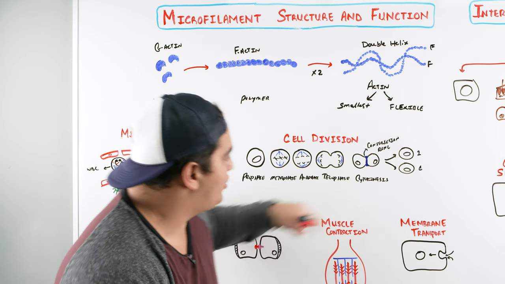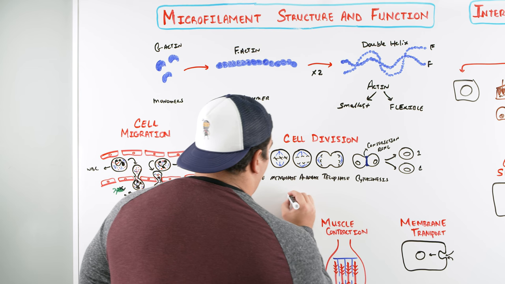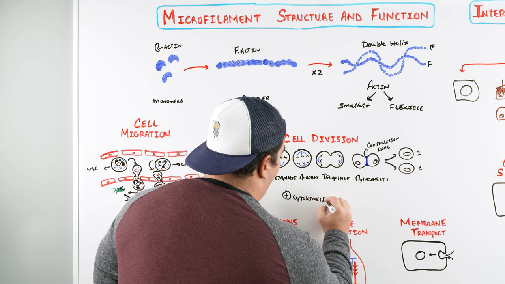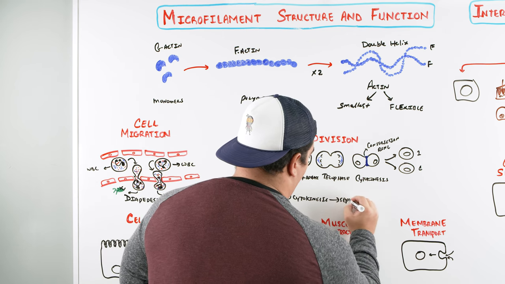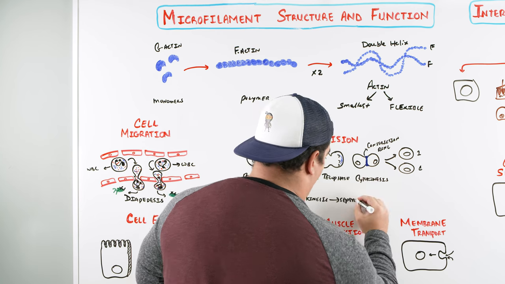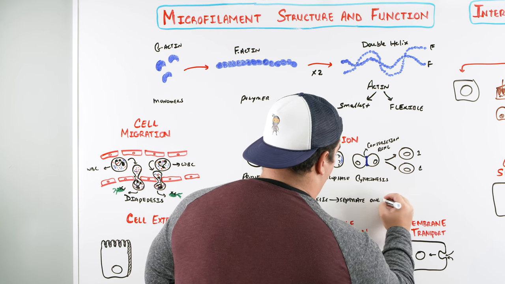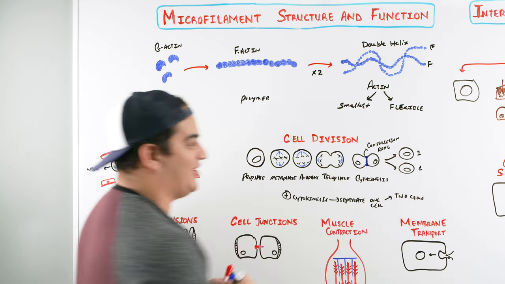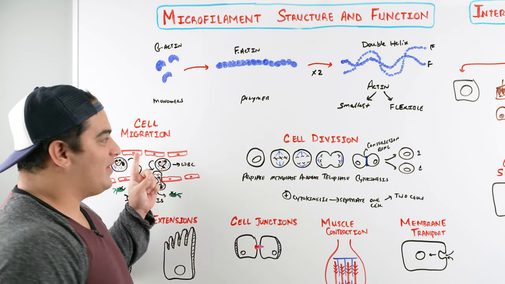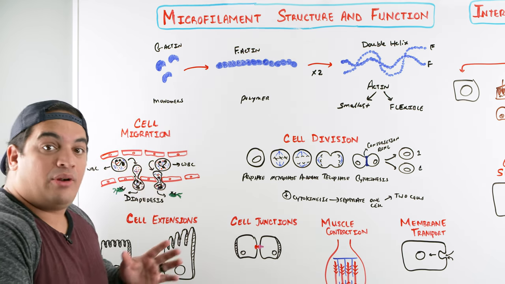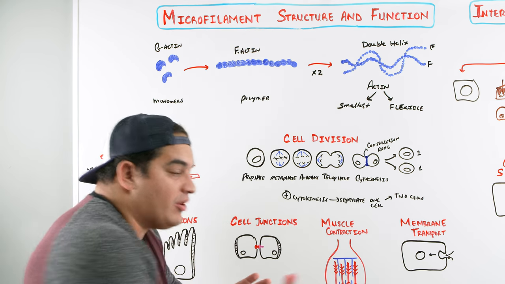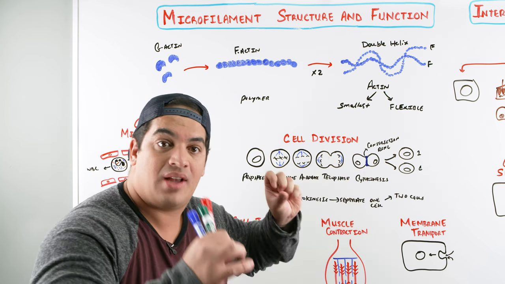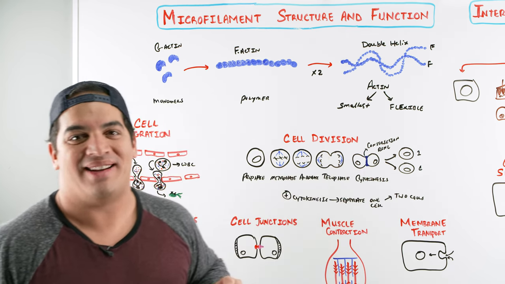So one of the particular functions in cell division is it helps in stimulating the cytokinesis by separating, using that actin constriction ring to separate one cell into two cells. So that's a really cool function as well. All right, so far we've covered cell migration, allowing for it to change its shape to squeeze through small spaces. And on top of that, allows for it to form a constriction ring during cell division to separate one cell into two cells during the mitotic process.